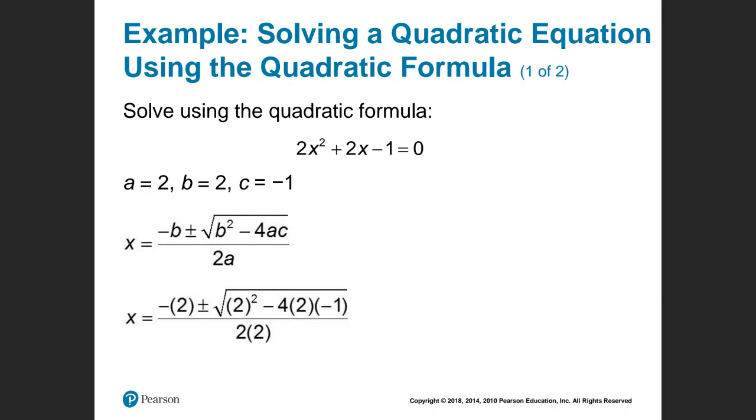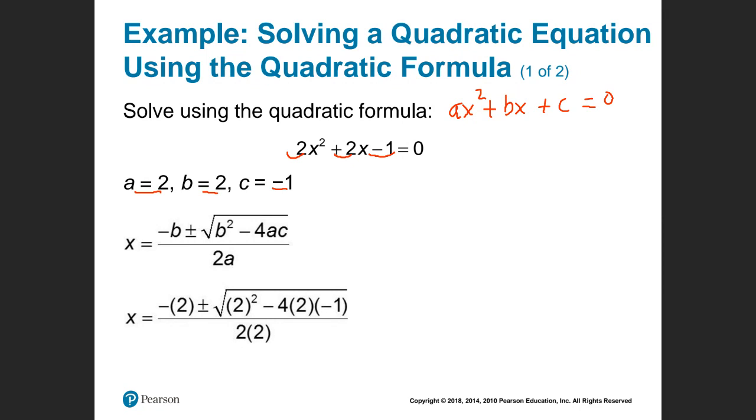Now, example. Solve using the quadratic formula. 2x squared plus 2x minus 1 equals 0. So we have to find, remember about the general formula, ax squared plus bx plus c equals 0. So we can see a equals 2, b equals 2, c equals negative 1. Okay, after this, just write down the formula.